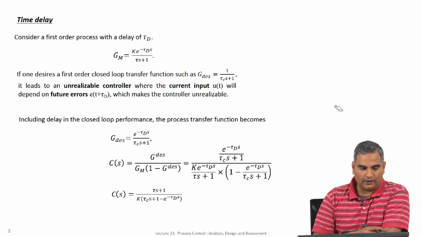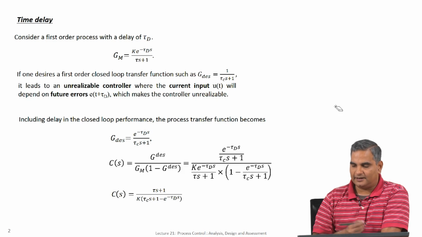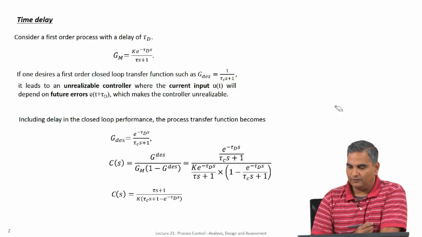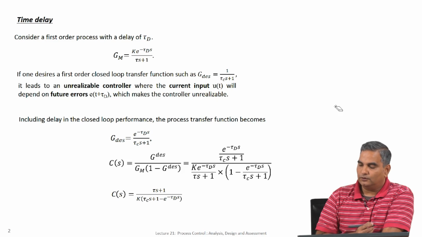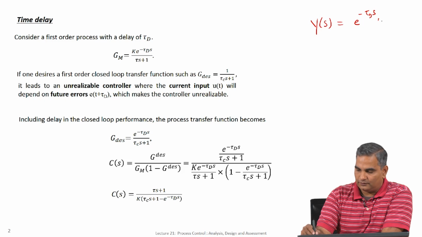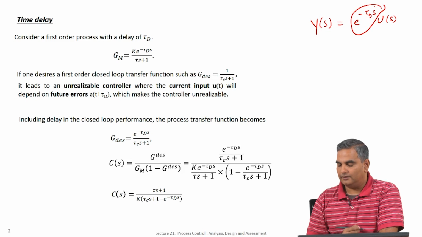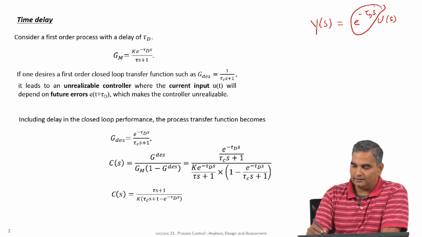So, before I describe the time delay in a transfer function, let us first understand how the functional form looks and how you go from time to Laplace domain when I have this time delay term. So, if I simply write y(s) = e^(-τ_d s) u(s), then this is the time delay term in the Laplace domain, and we call this τ_d the time delay.